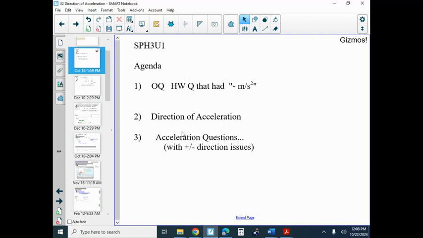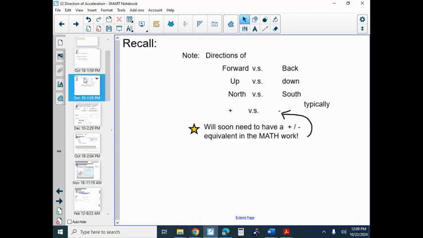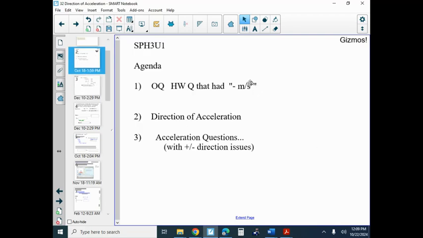Good day, everyone. All right, so this lesson, we are looking at directions of acceleration. Something that should be focused on more in textbooks, I find, because it's just a confusion point. So we'll look at the ways of working with and referring to and describing acceleration situations where we have different directions. Okay. So there was a question in the previous lesson that had a negative result for acceleration.